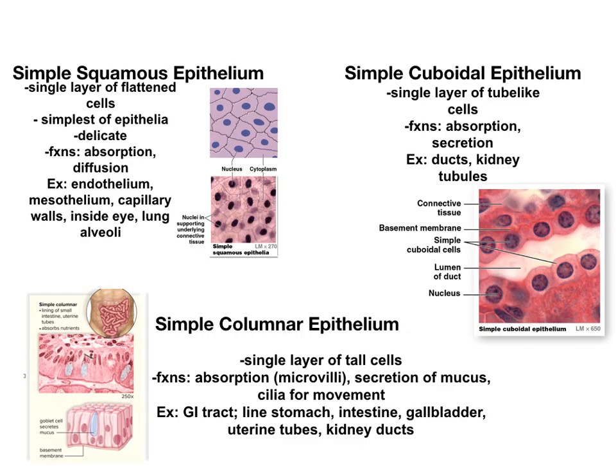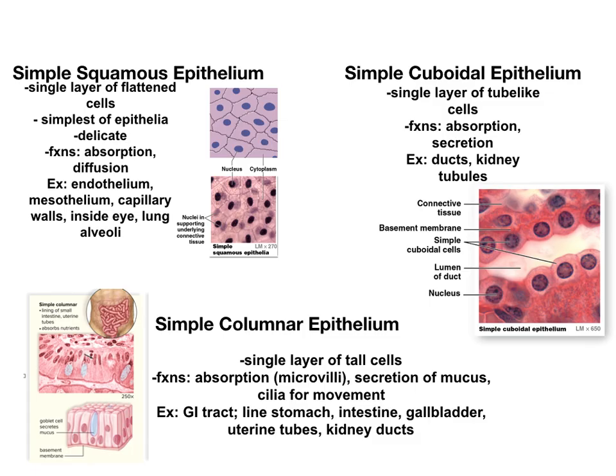So our simple squamous epithelium is a single layer of flattened cells. It is the simplest of our epithelia. It's very delicate. Its main function is absorption and diffusion, and it's found in our endothelium, our mesothelium, our capillary walls, the inside of our eye, and our lung alveoli.